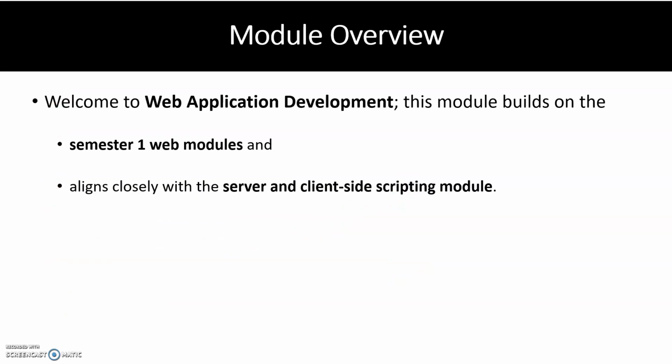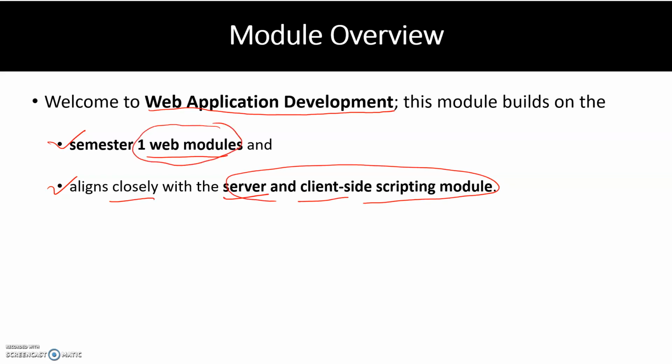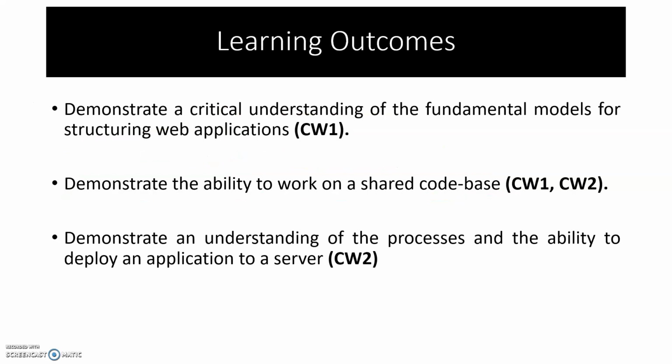As far as the module overview is concerned, this module, that is Web Application Development module, is created based on the modules you have completed in semester 1 of web modules, and it is aligned closely with the server and client side scripting module. So it is an extension of the earlier web modules, and it is mostly related to what you have done in the server and client side scripting module. In this module, 3 learning outcomes will be assessed, and the 3 learning outcomes are: the first learning outcome is this, second learning outcome is this, and third learning outcome is listed here.